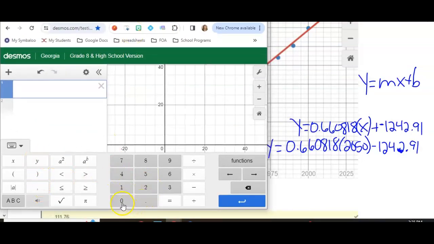So you would take 0.660 times year 2050. That's what we're plugging in for x. And then the y-intercept, so minus this. This gives you the exact answer. It'll be 111.7669.